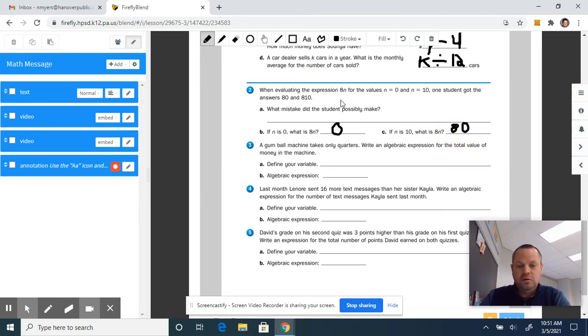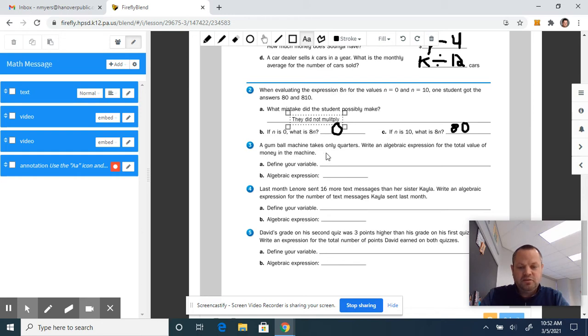So looking at this, what this student did when they made their mistakes, they just replaced the n with a 0 and forgot to multiply. That's how they got 80. They replaced the n with 10 and got 810. So what mistake did the student make? Possibly they did not multiply. So you could put that there for letter A. They did not multiply.